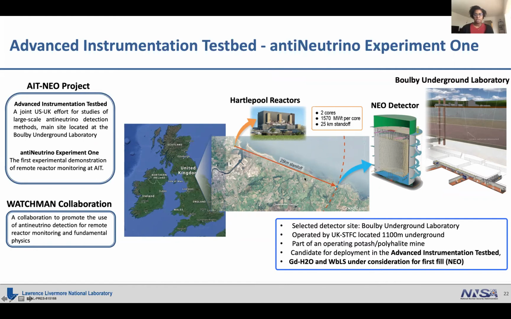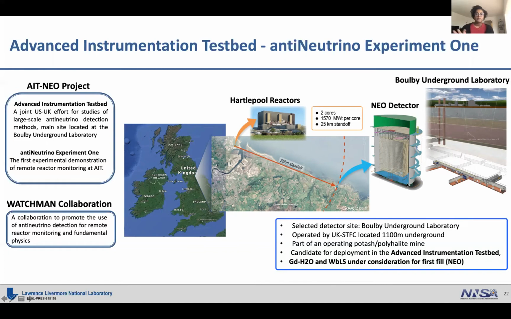And so the deployment site for Neutrino Experiment 1, again, is going to be 25 kilometers away from a nuclear reactor. In the UK, on the eastern seaboard, there's the Hartlepool reactor complex, which has about 3 gigawatts of installed nuclear reactor power. And 25 kilometers away, it's actually closer to 26, is where Neutrino Experiment 1 is supposed to be located. This is the gadolinium-doped detector that I spoke of.